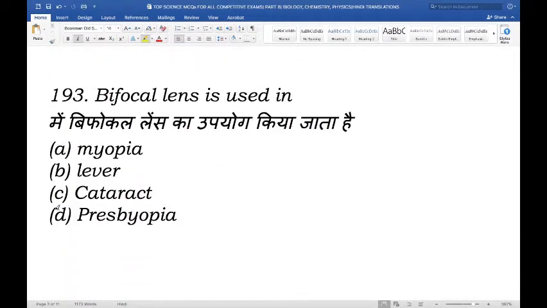The next question. Bifocal lens is used in, is it A, myopia, B, liver, C, cataract, or D, presbyopia? So bifocal lens, if you're not familiar, are eyeglasses with two distinct optical powers. So the correct answer is D. Bifocal lens is used in presbyopia because bifocal lenses are used for both far-sighted and nearsighted. So therefore, presbyopia is for farsightedness.